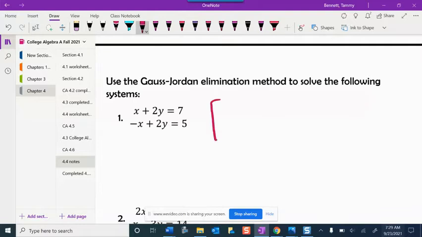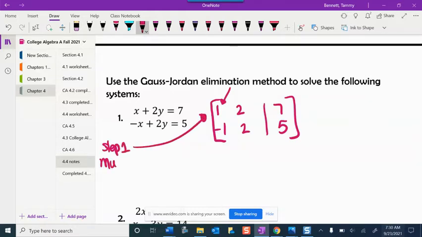Try the first one. First thing you do is write it in this form. Goal 1 is that needs to be a 1. It is. So the first thing you have to do is make sure that's a 1. So step 1, must be 1. Step 2, make that number in this spot a 0.